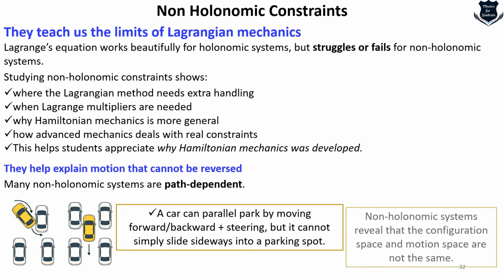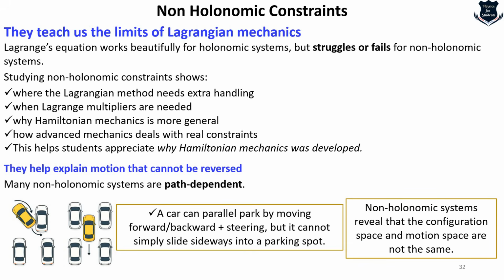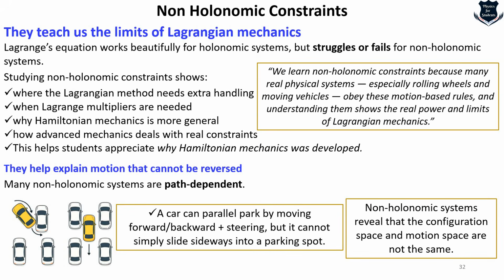Anyway, from here what we can say is that non-holonomic systems reveal that configuration space and motion space are not the same. So why do we learn non-holonomic? Because many real physical systems, as we have seen in the examples, actually show the real power and limits of Lagrangian mechanics.